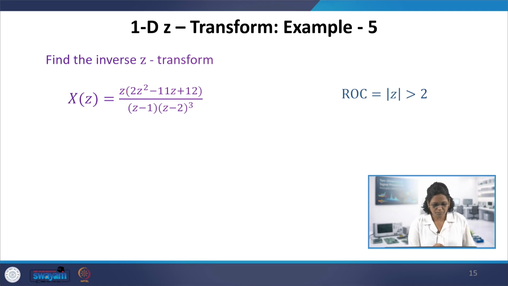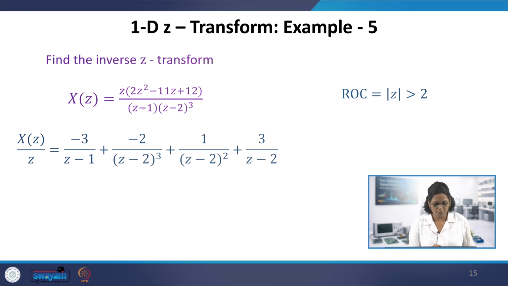Generally, this is one type of x of z in which the ROC is specified as z greater than 2. You can see that depending on the ROC, we need to take the inverse Z transform. So we have 2z square minus 11z plus 12 over z minus 1 times z minus 2 the whole cube. We do the partial fraction: a by z minus 1, b by z minus 2 whole cube, c by z minus 2 whole square, and d by z minus 2.